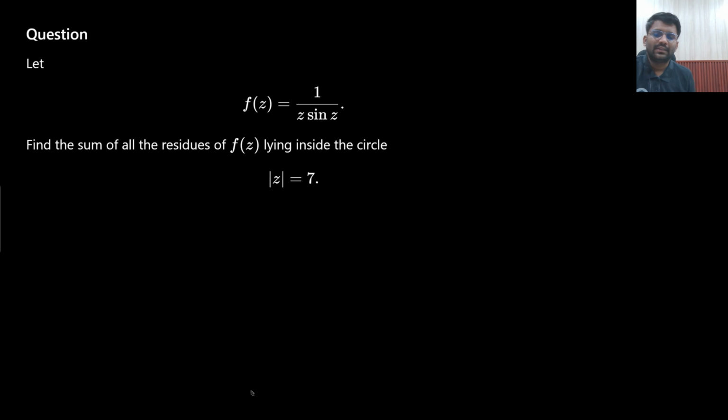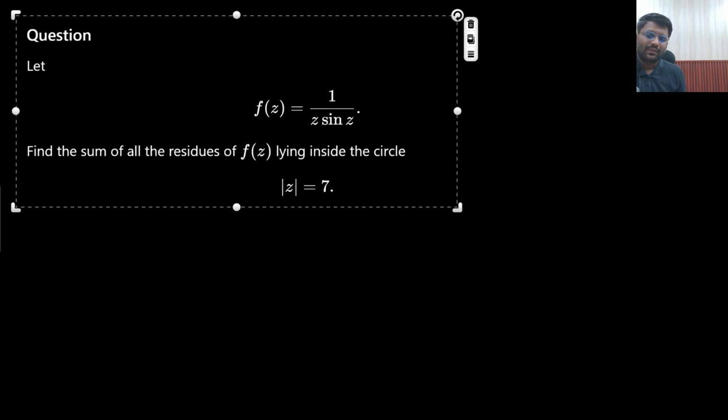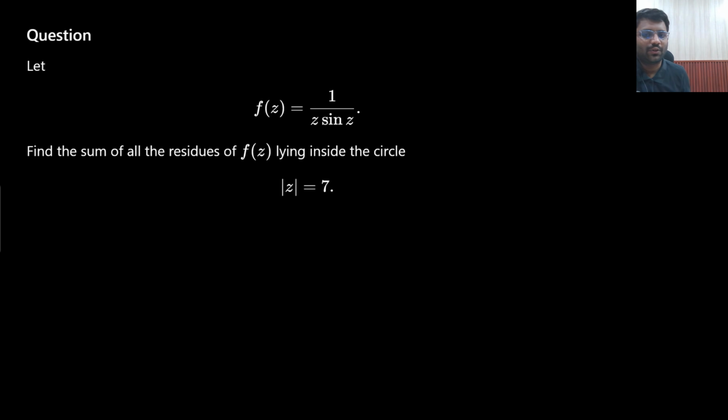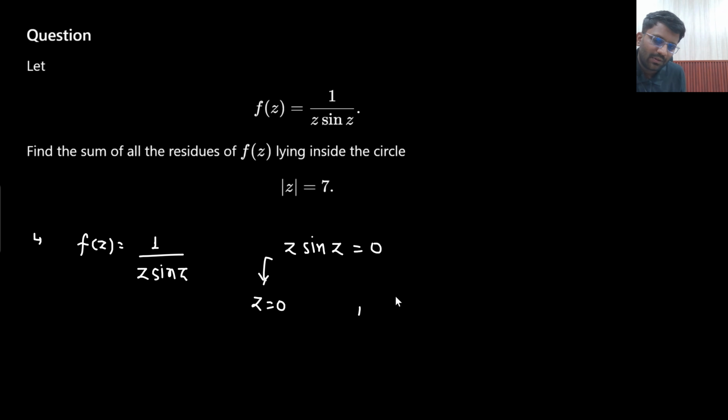Next, this is actually a very good question. You need to find out the sum of all the residues of f of z lying inside the circle mod of z equals to 7. So for finding out the residues, do you need to do the expansion here or anything like that? Absolutely not. Who will create the problem? First, if z is 0, it will create the problem. Or you can directly say that if z into sin z is 0, then there is a problem. Or you can say that if z is 0, or if sin z is 0, then there will be a problem. So z equals to 0 will create a problem.